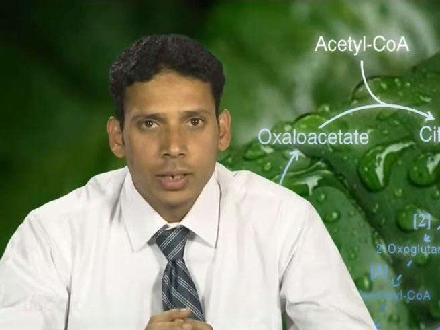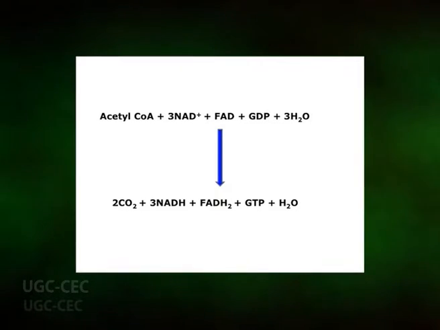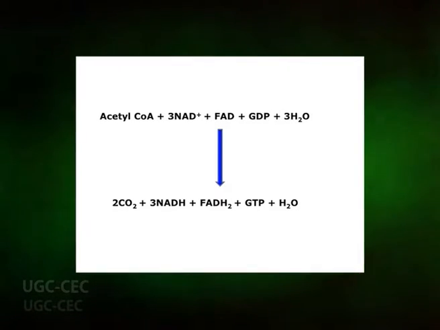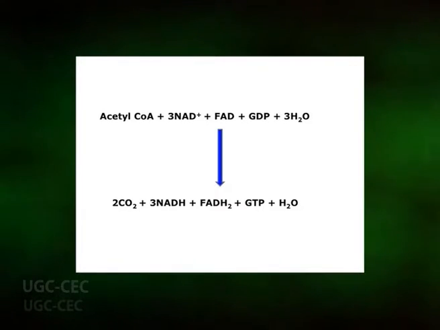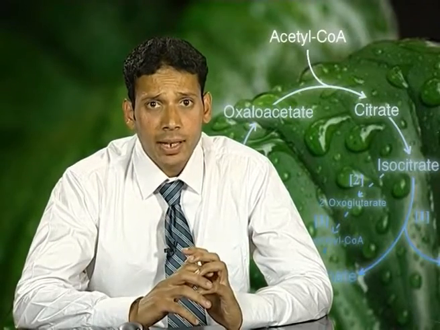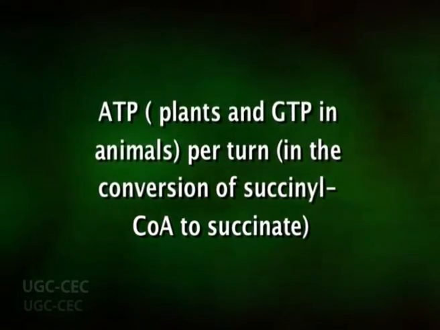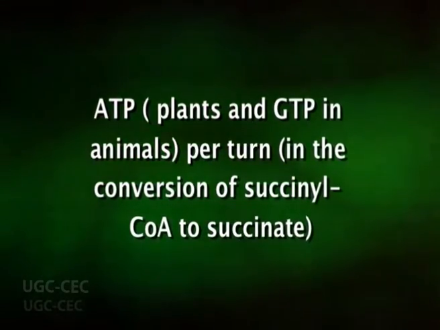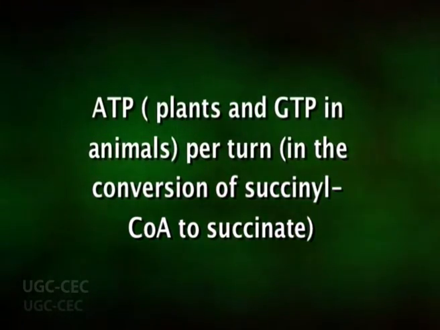Overall reaction of the TCA cycle. The reaction is as follows. Acetyl coenzyme A combines with 3 NAD+ plus FAD plus GDP plus 3 water and gives 2 carbon dioxide, 3 NADH, FADH2 and GTP in the case of animals and ATP in the case of plants, plus water. Although the citric acid cycle directly generates only one ATP in plants and GTP in animals per turn, in the conversion of succinyl coenzyme A to succinate.